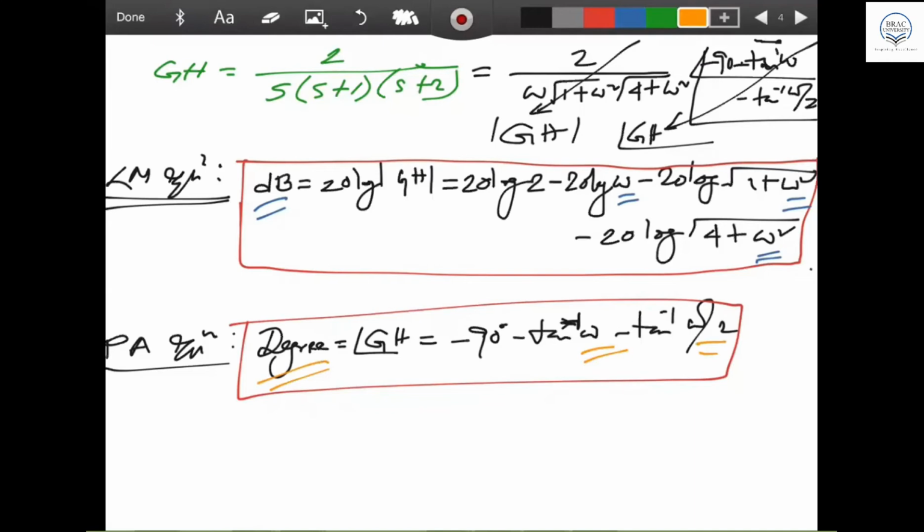I hope that everybody understood how to write the log magnitude equation and phase angle equation from the open loop transfer function. Everybody clear? Yes, sir. Good.